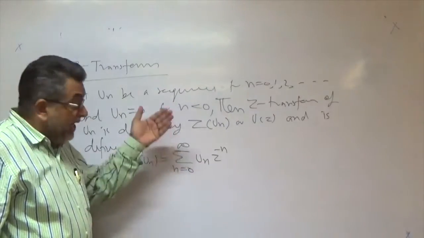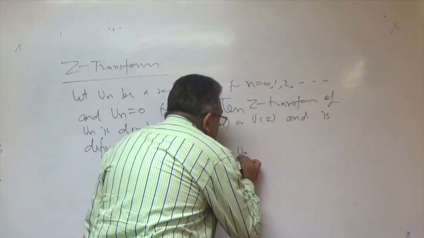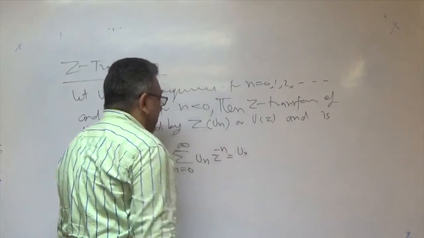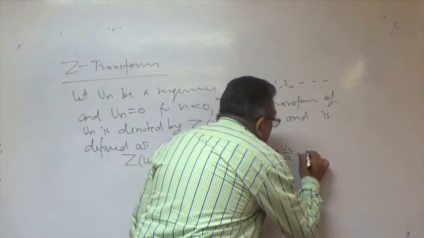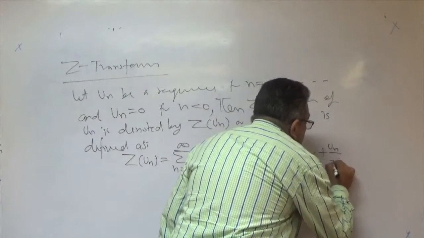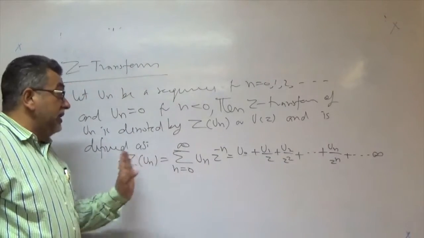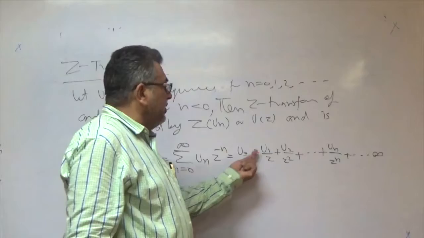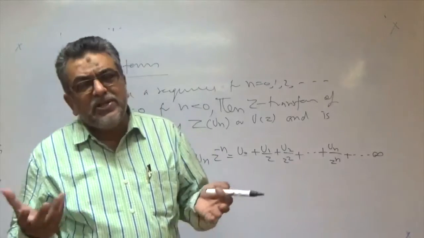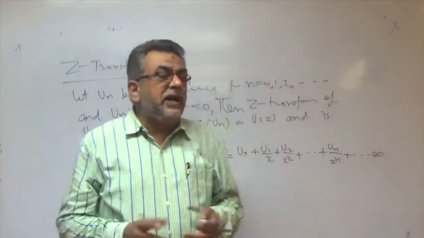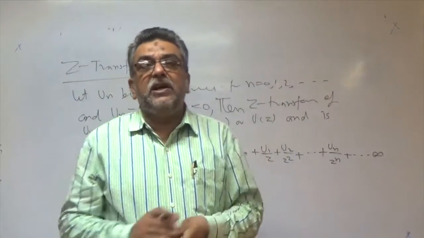If you expand this, because this is an infinite series, what will we get? U_0 is the first term. If we put n equal to 0, then n equal to 1, u_1 upon z, u_2 upon z square, and so on, and a term u_n upon z to the power n, and so on up to infinity. This series is our Z transform. Here you see that u_0, u_1, u_2, u_n are the sequence. Sequence means a collection of numbers usually. So these are some numbers, and this small z is a complex number. We have already studied that.